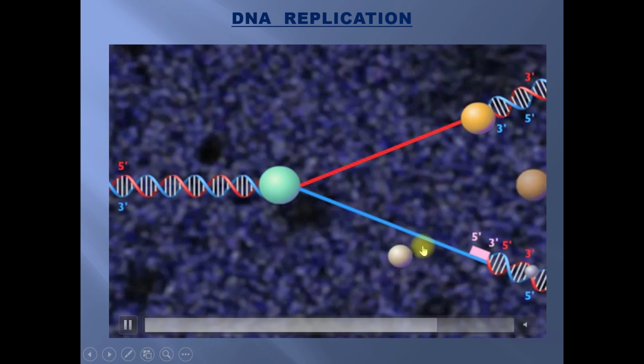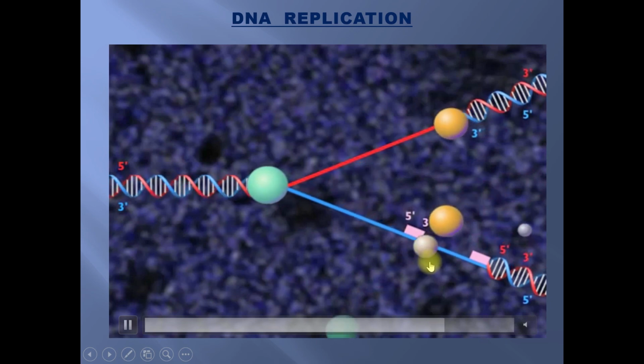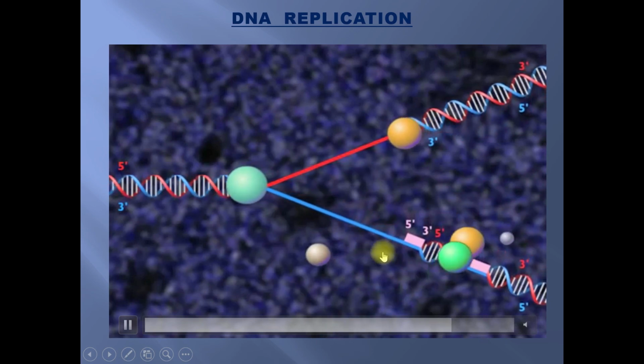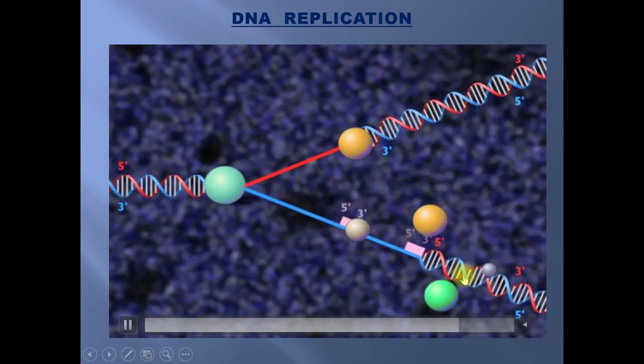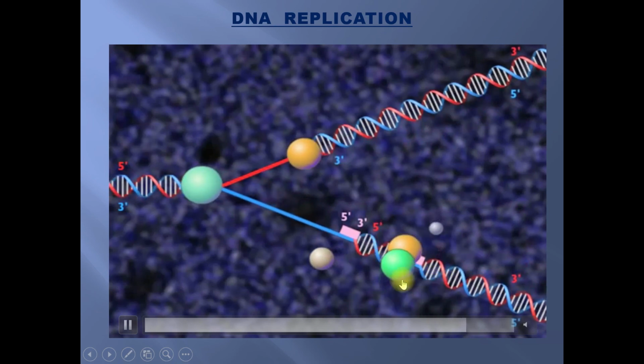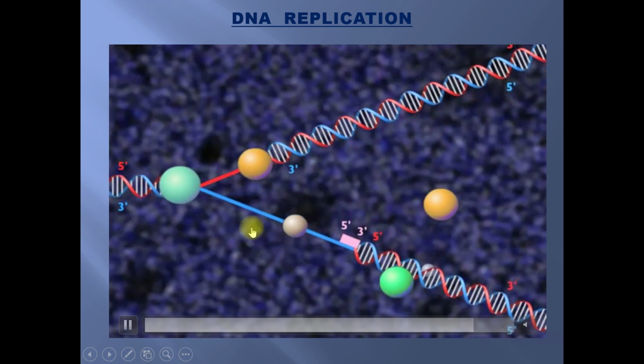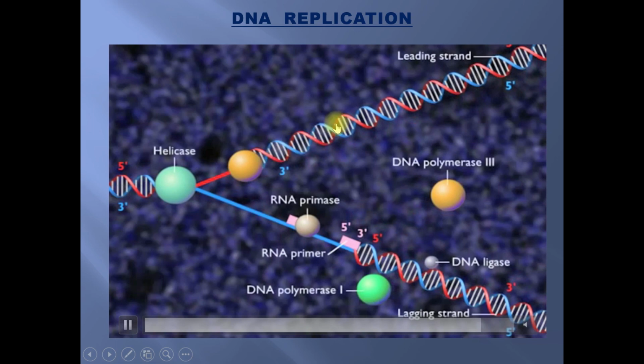Now this helps in the coiling and the joining of the nucleotides to the lagging strand. You can see how discontinuously in the lagging strand the nucleotides are attached. But in the leading strand, as you can see, the nucleotides are attached continuously. This is how DNA replication occurs, which leads to the formation of two new strands from one single parental strand.